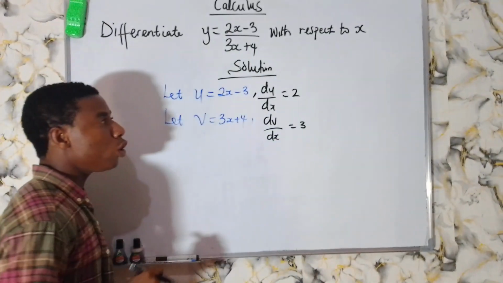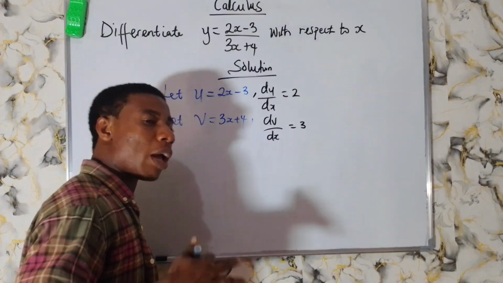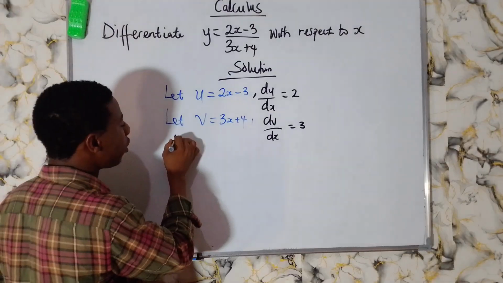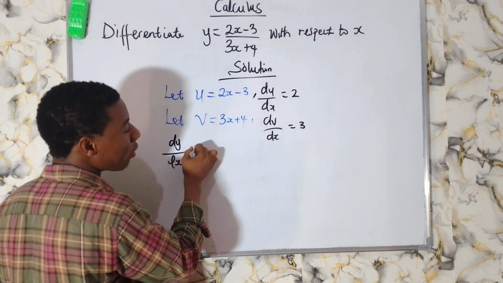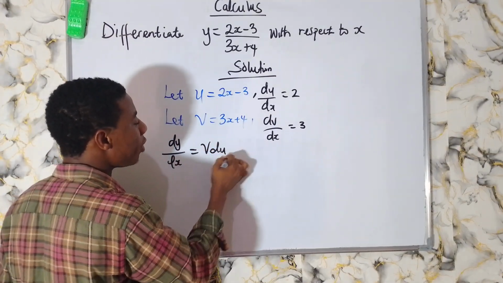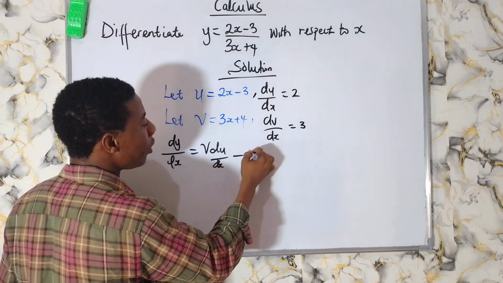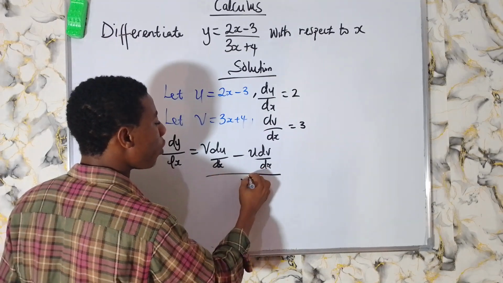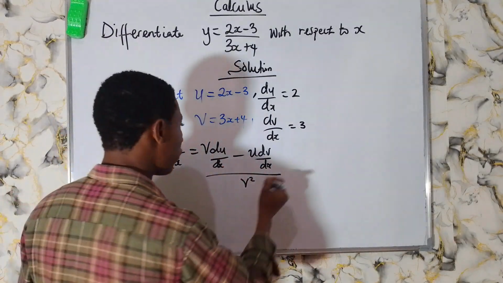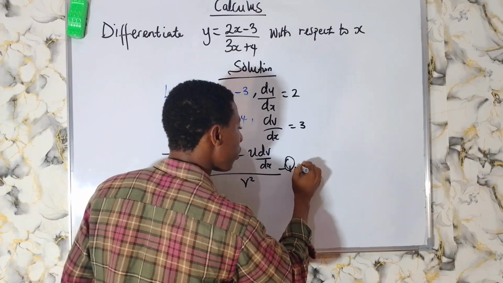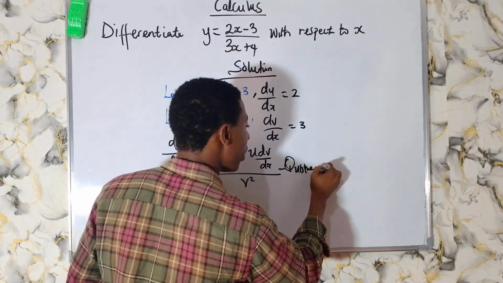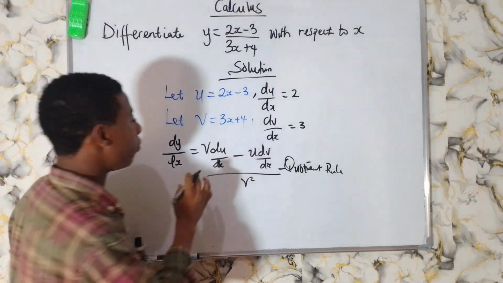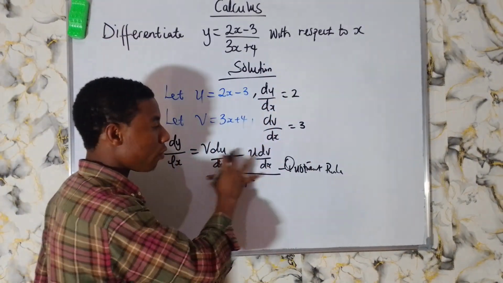So we apply the rule I mentioned, called the quotient rule. It states that dy/dx equals v du/dx minus u dv/dx, all over v squared. So this is the rule, called the quotient rule. Let's substitute the values of these parameters into this formula.